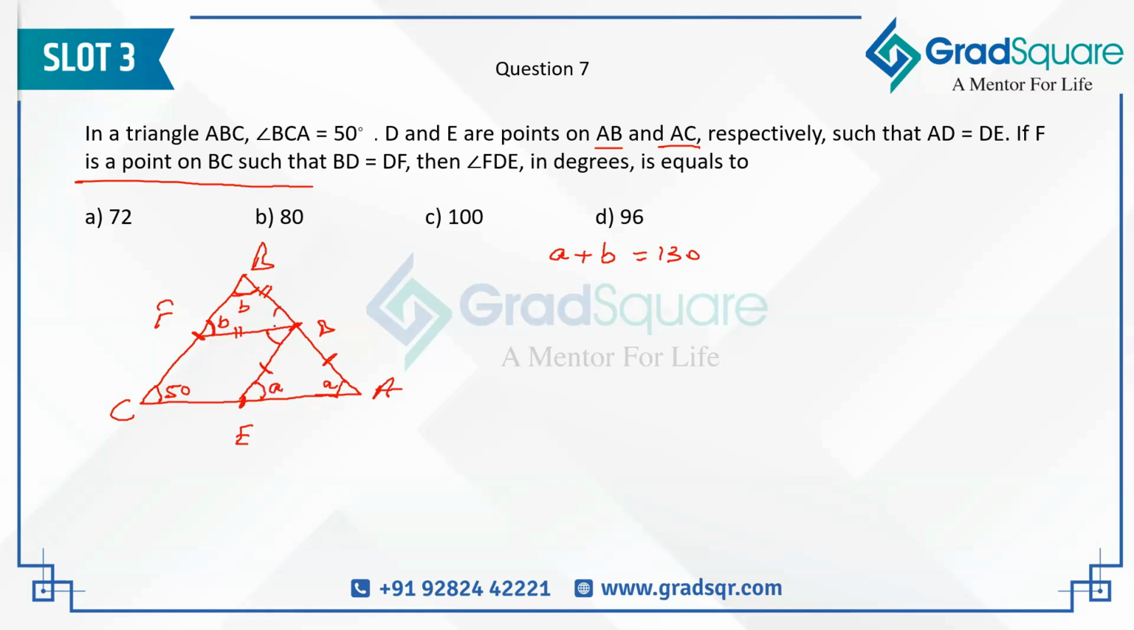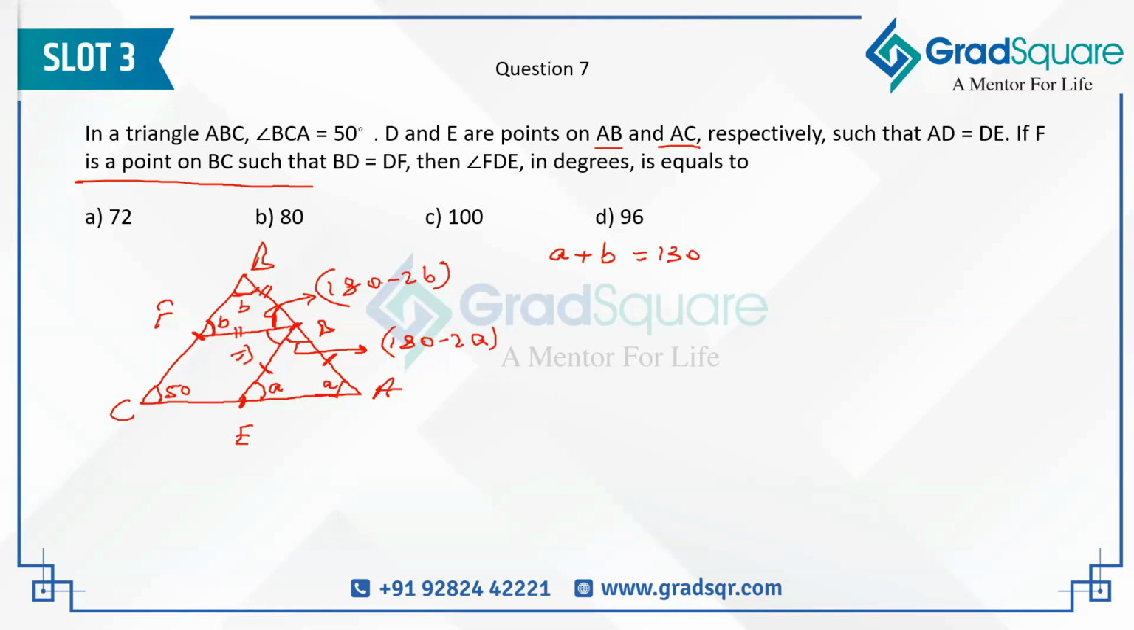So now what will this angle be equal to? This angle will be equal to 180 minus 2B. And what about this particular angle over here? This particular angle will also be 180 minus 2A, by the sum of interior angles of a triangle. And now this is the angle that we are looking at.